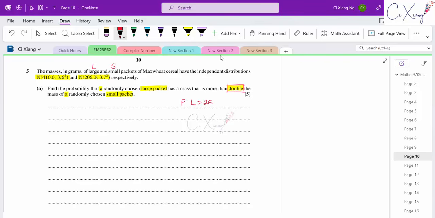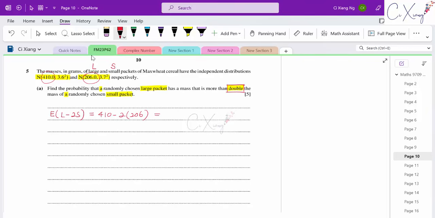And we cannot calculate the probability when we are having variables on both sides. So I should move all the variables to one side, where my variable will become L minus 2S greater than 0. Before we calculate the probability, we should find out the mean and variance for L minus 2S first. The expected value for L minus 2S will be the mean for L minus 2S. So the mean of L minus 2S is basically taking the mean of L, which is 410, minus 2 times the mean of S, 206.0.